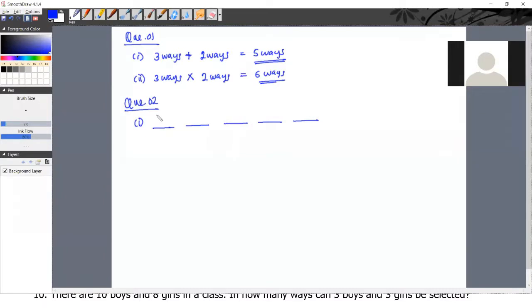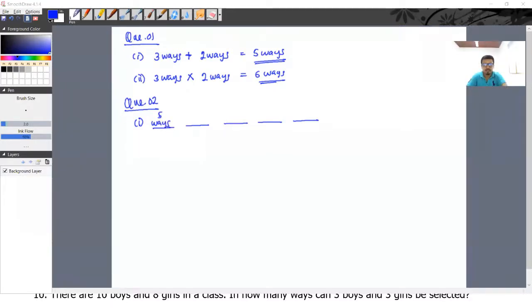Yes, I have 5 ways. 5 options. Either I can put 1 here, or I can put 2 here, 3 or 4 or 5. I have 5 options. Right. Once I put a digit here, then to put a digit to this place, how many options do I have?